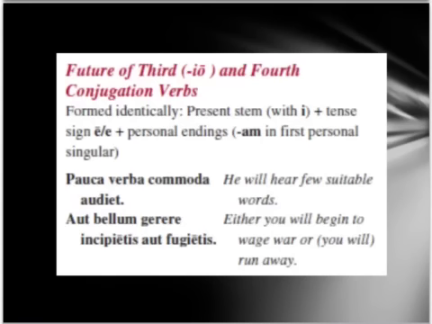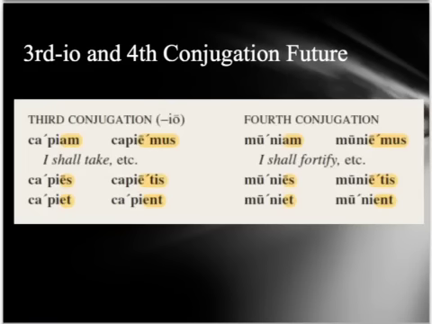The future for the third IO and fourth are exactly the same, and it's very similar to the future for the third. Instead of adding an A or an E, you add an IA for the first singular and an IE for the rest. Here's the future for the third IO and the fourth conjugation. So notice you keep the same present stem, except now you have an IAM for the first, IES, IET, IEMUS, IETIS, and IENT. Notice the fourth is exactly the same.